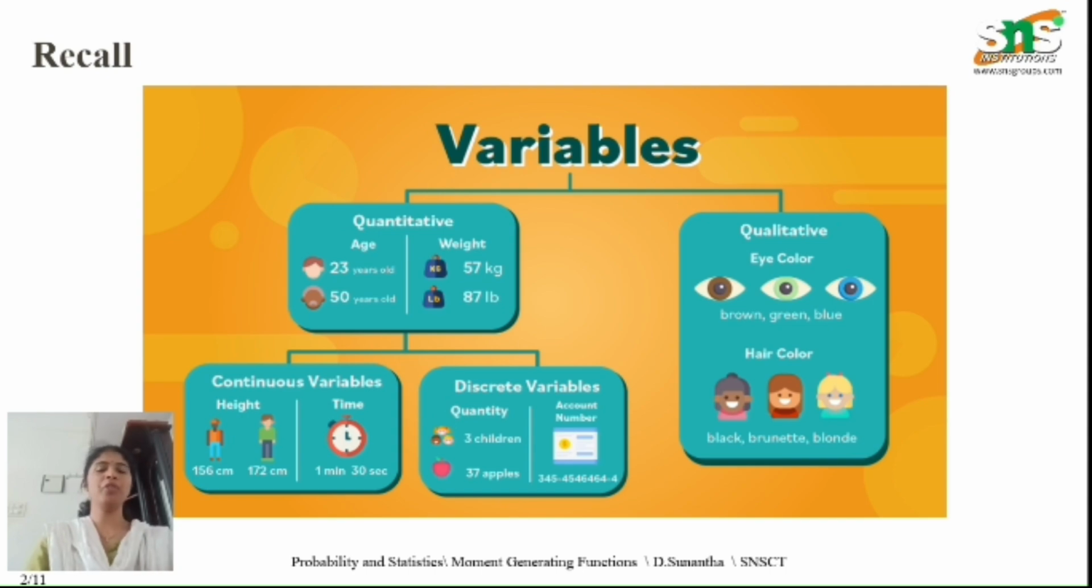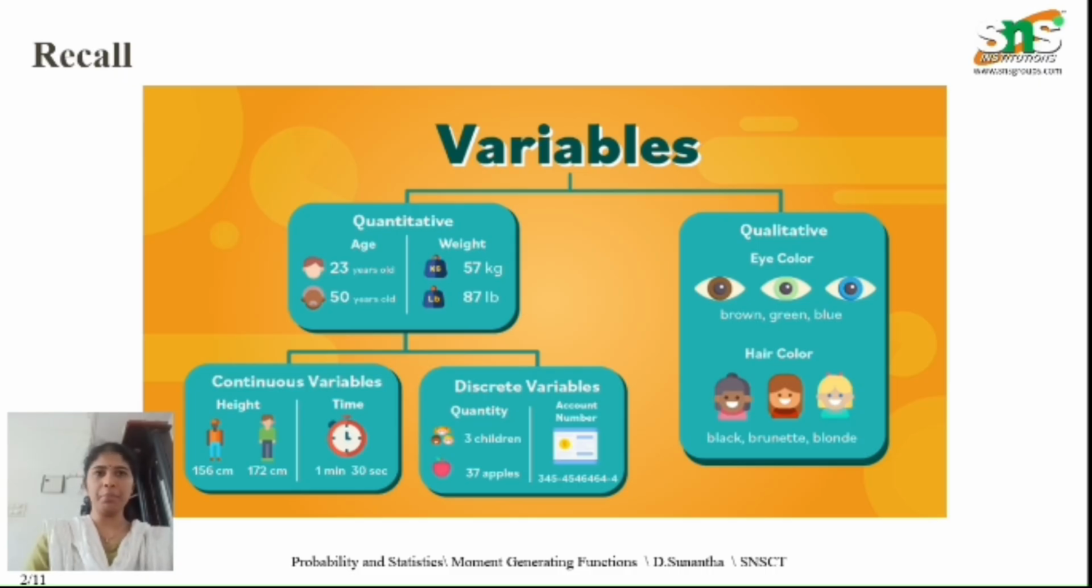Before understanding the moment generating function, let us recall the concept of moments. The first moment represents the expected value or mean of a random variable. The second moment helps us determine the variance, which measures the spread of data around the mean. Next, a moment generating function, commonly known as MGF, is a mathematical tool used to generate the moments.